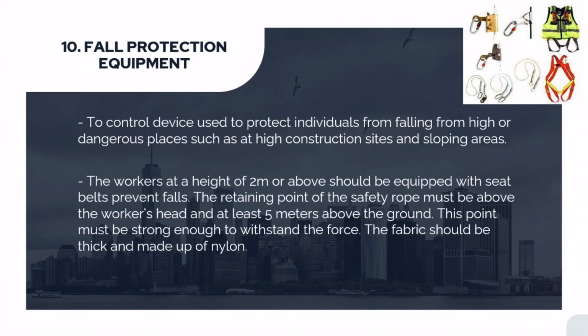emergency services. Lastly, we have the fall protection equipment that is used to control the device to protect the individual from falling from a high or dangerous place, such as at a high construction site and sloping areas. A worker at a height of 2 meters or above should wear the equipment with a seatbelt to prevent a fall. The retaining point of the safety rope must be higher than the worker's height, at least 5 meters above the ground. This point must be strong enough to withstand the force. The fabric should be thick and made from nylon.